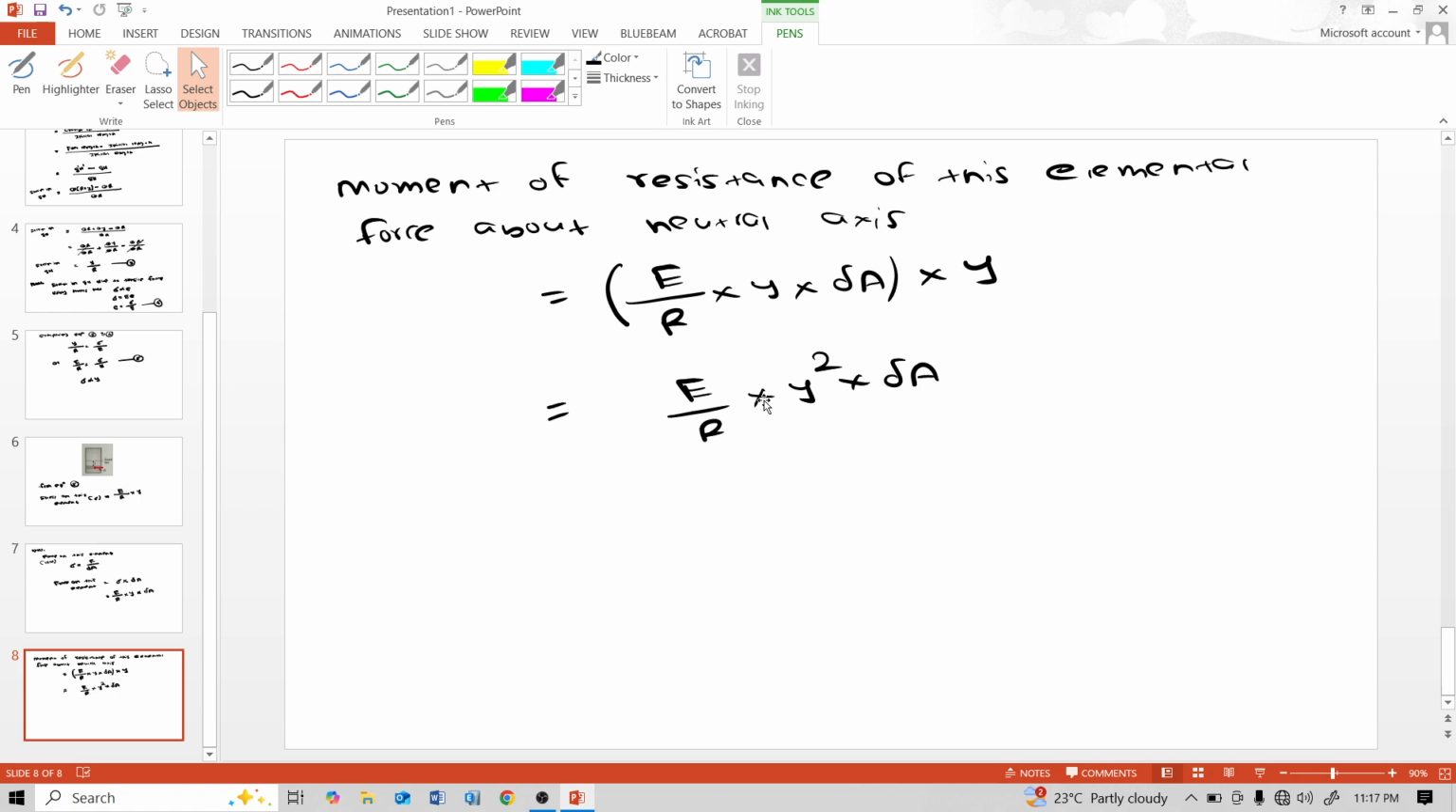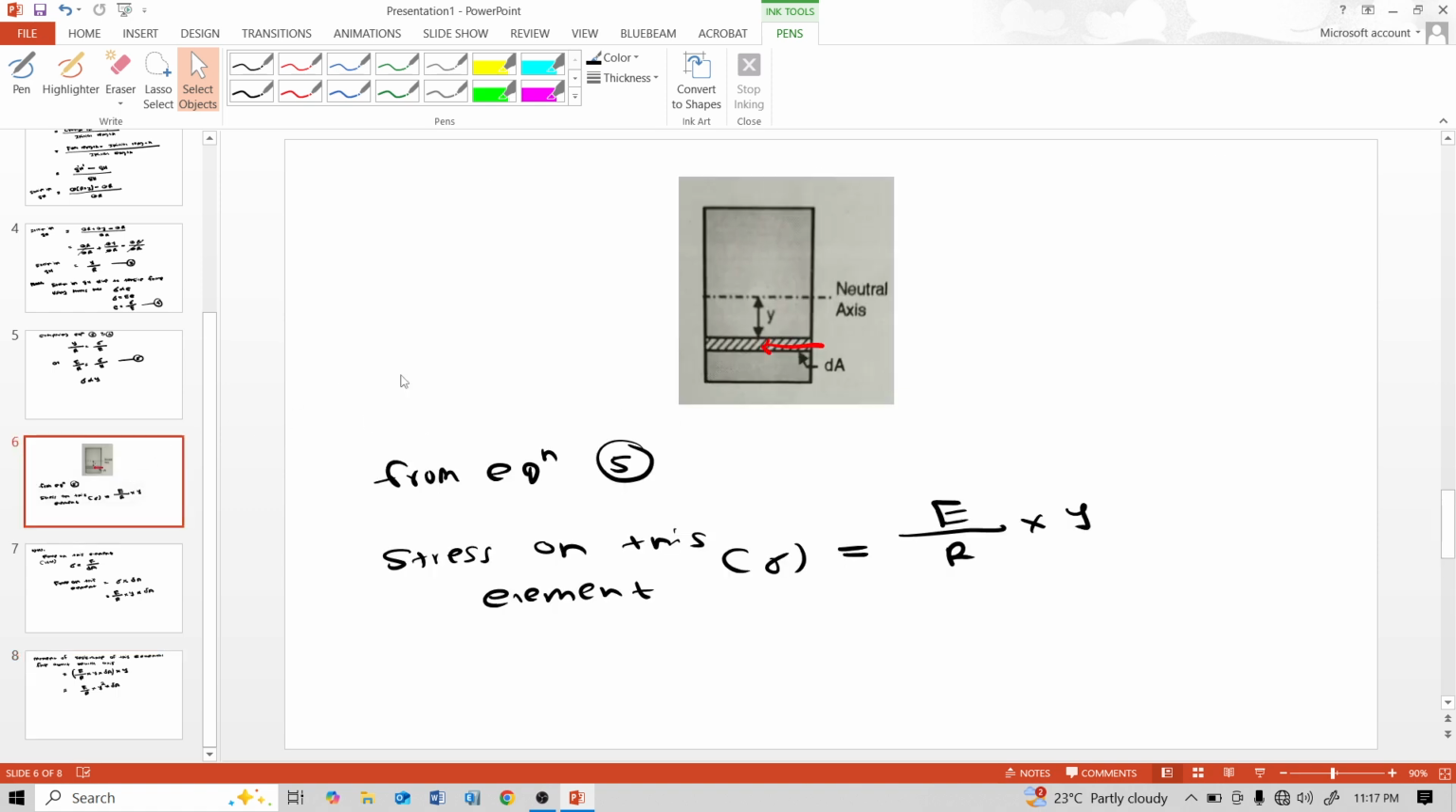Now for the total section, calculate the moment of resistance. How to calculate the moment of resistance for the total section? We have the moment of resistance of this small element. Now integrate this small element moment of resistance, and we get the total moment of resistance for the total rectangle.